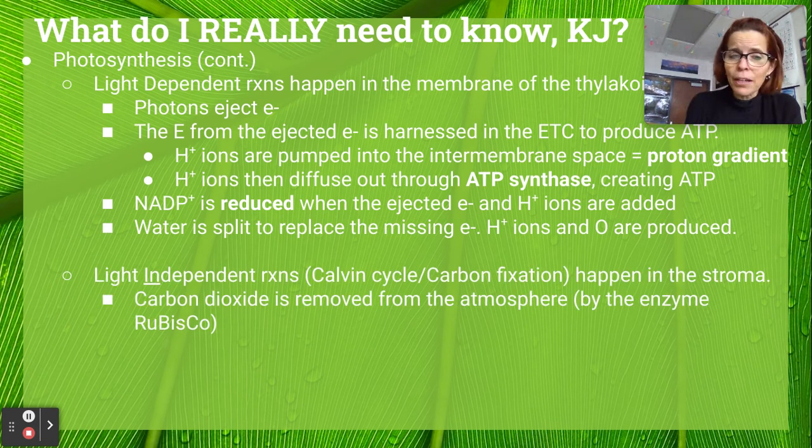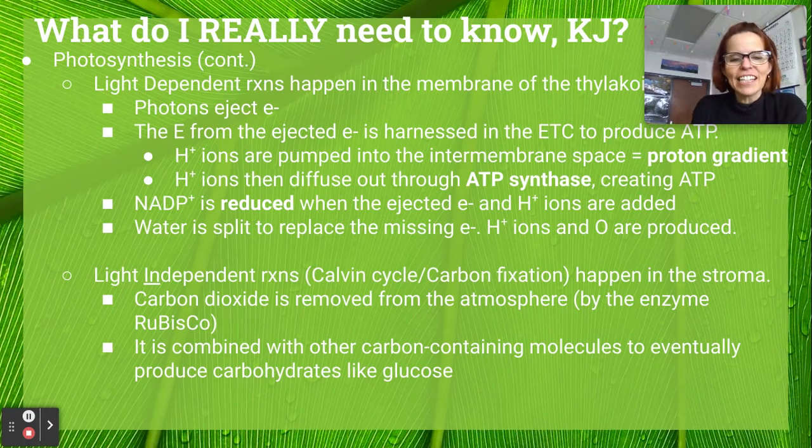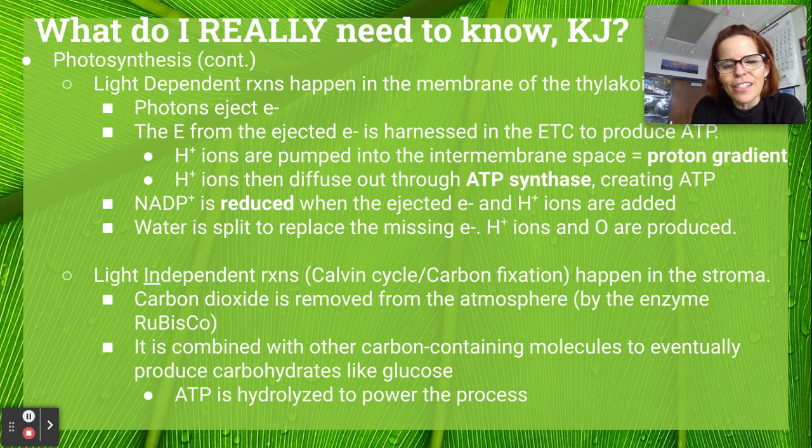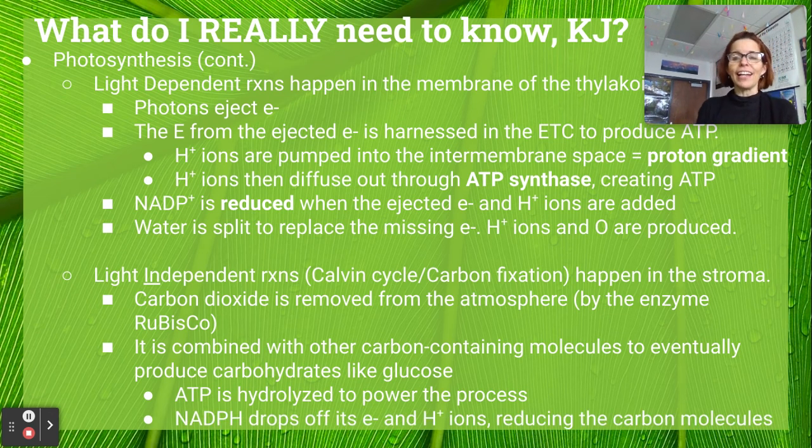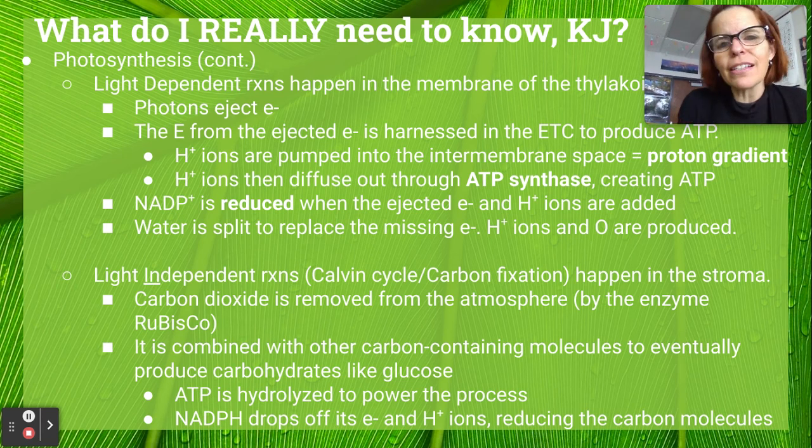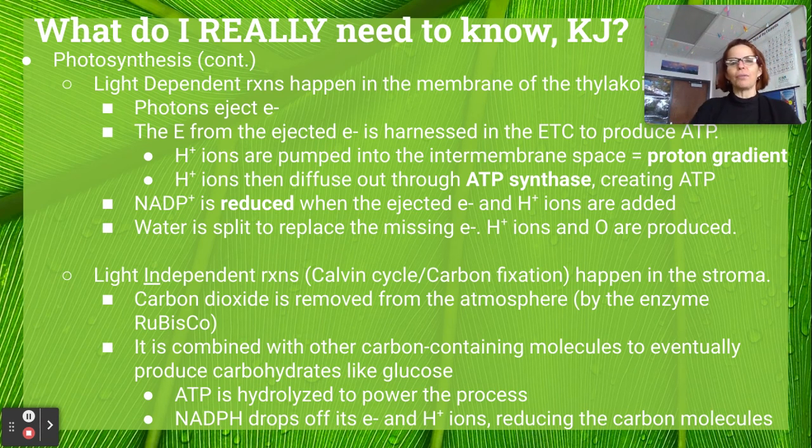The light-independent reactions happen in the stroma. Carbon dioxide is removed from the atmosphere by the enzyme called rubisco. You should know that name. It is combined with other carbon-containing molecules to eventually produce carbohydrates like glucose. ATP is hydrolyzed to power the process, and NADPH drops off its electrons and hydrogens, reducing the carbon molecules.